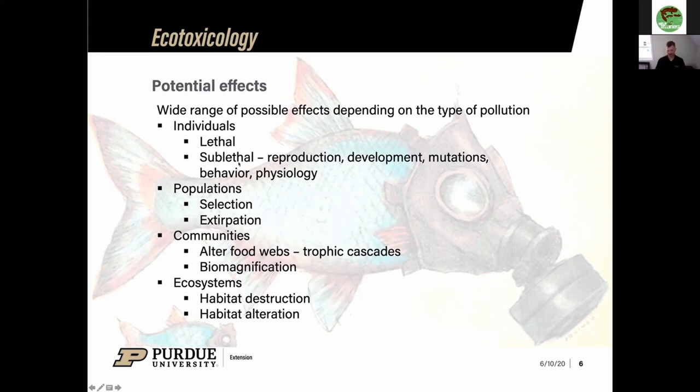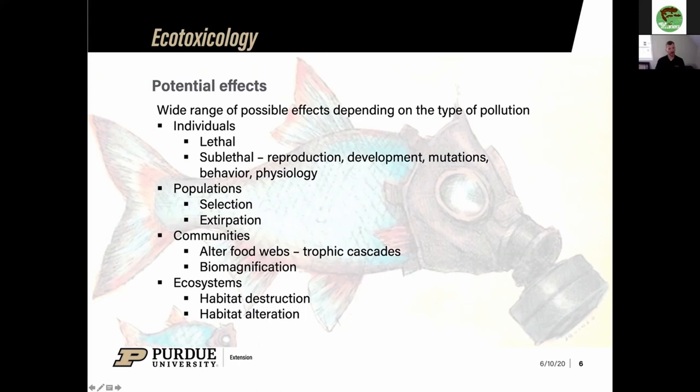So if the contaminant does not kill the individual, you could impair its reproduction, its development. You could cause a mutation. It could be as simple as a behavioral change in that organism or a physiological change. So these sublethal effects are actually more commonly observed because most of the time the level of contaminants or the dose getting into the environment isn't high enough necessarily to kill an individual, to be lethal, right? So these sublethal effects are extremely important.